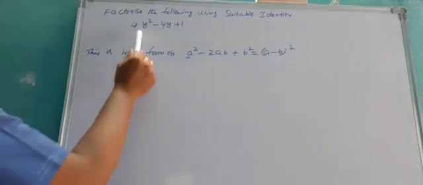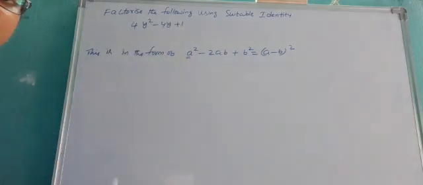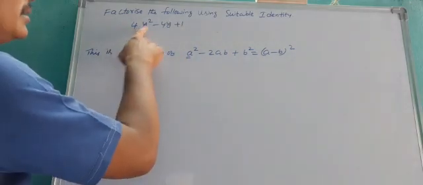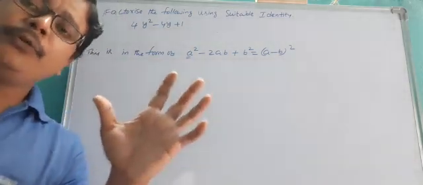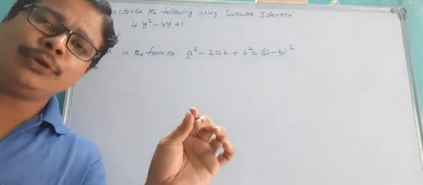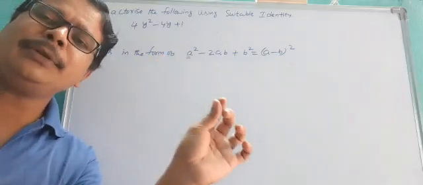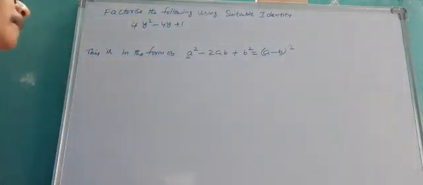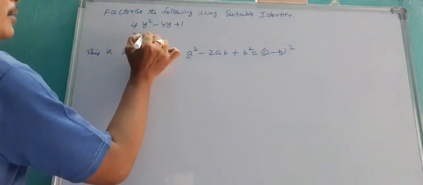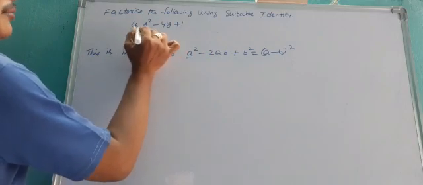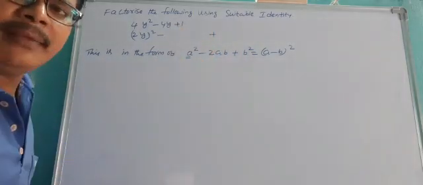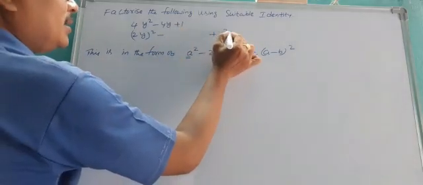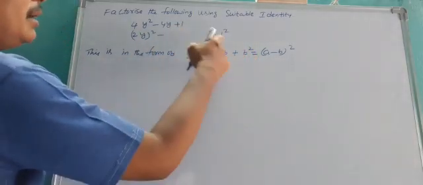Okay, observe the extremes of the polynomial 4y square minus 4y plus 1. Are they perfect squares? Yes. 4y square can be expressed as 2 square y square, that means (2y) whole square. Okay, next extreme 1. 1 can be expressed as 1 square. So both extremes are perfect squares.